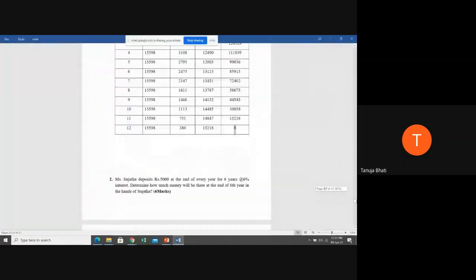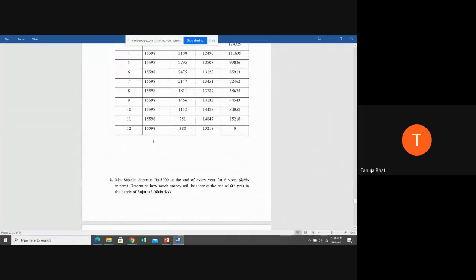Okay. The next one. Now this you all have to answer, students. What are they telling us to find and which formula are we going to use? Sujata deposits rupees 5,000 at the end of every year for 6 years at 6% interest. Determine how much money will be there at the end of 6th year in the hands of Sujata. And this simple problem is carrying 6 marks. So first I want you all to analyze whether you have to calculate the present value or future value.